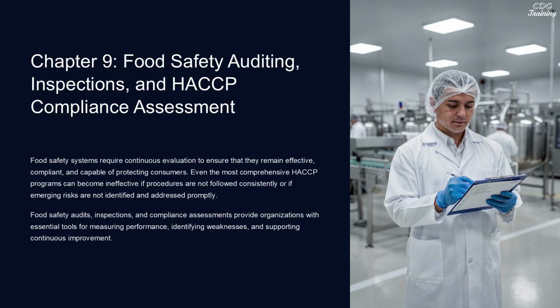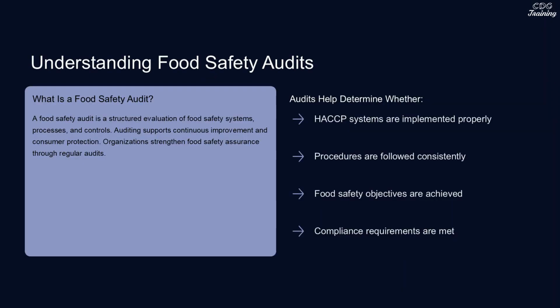Food safety audits, inspections, and compliance assessments provide organizations with essential tools for measuring performance, identifying weaknesses, and supporting continuous improvement. A food safety audit is a structured evaluation of food safety systems, processes, and controls. Auditing supports continuous improvement and consumer protection. Organizations strengthen food safety assurance through regular audits. Audits help determine whether HACCP systems are implemented properly, procedures are followed consistently, food safety objectives are achieved, and compliance requirements are met.